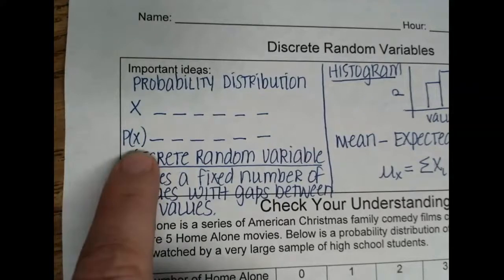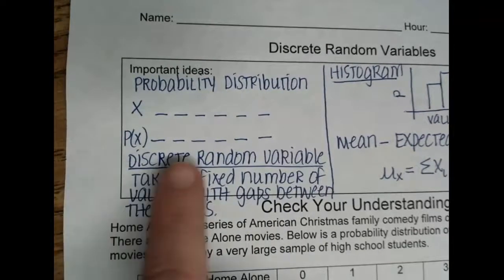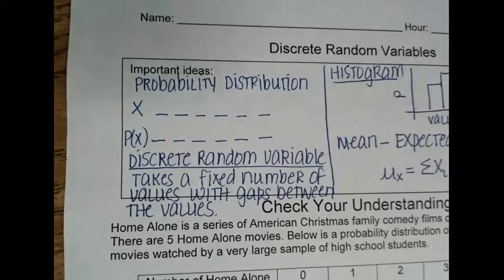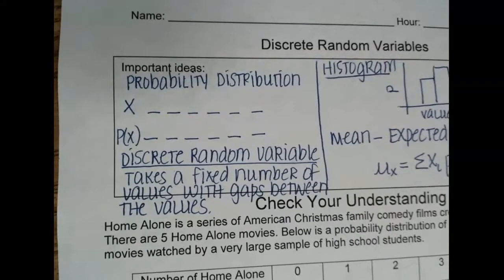And then we have the probability of that event occurring, and you'll have all the probabilities here. Same rules. Your probabilities should total 1 and all be between 0 and 1. Then we had a discrete random variable.